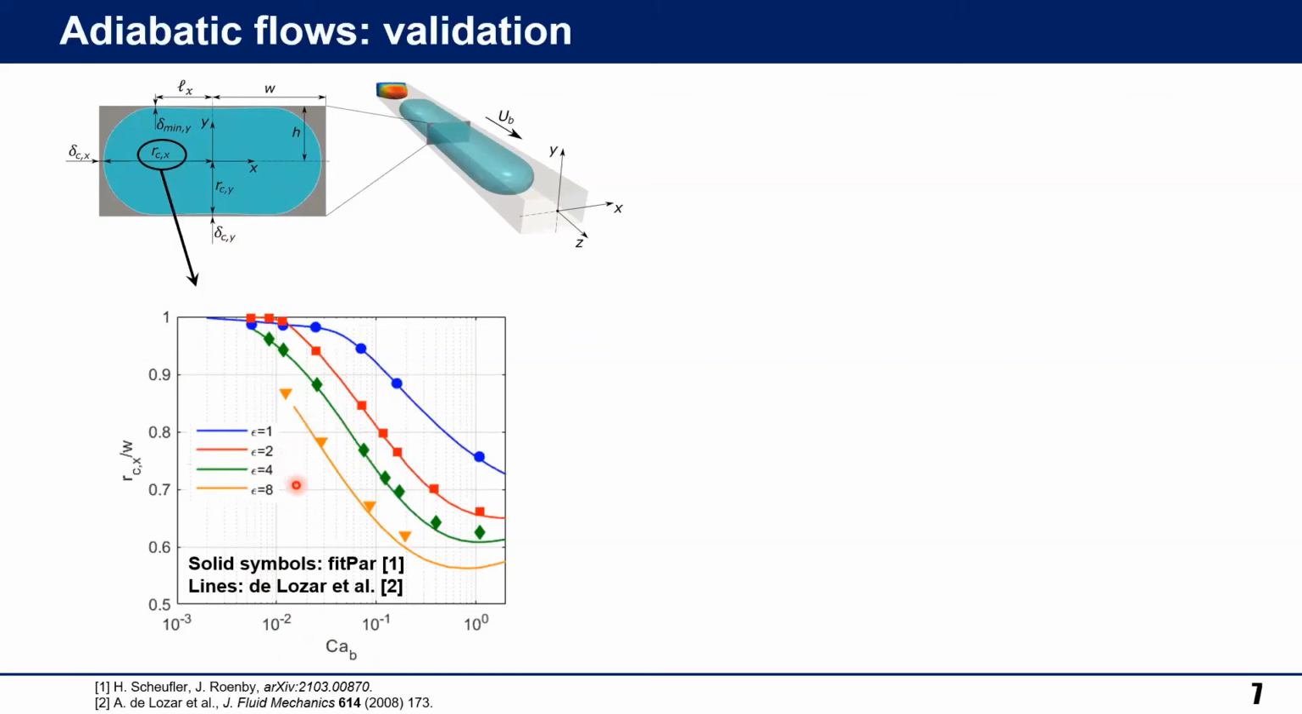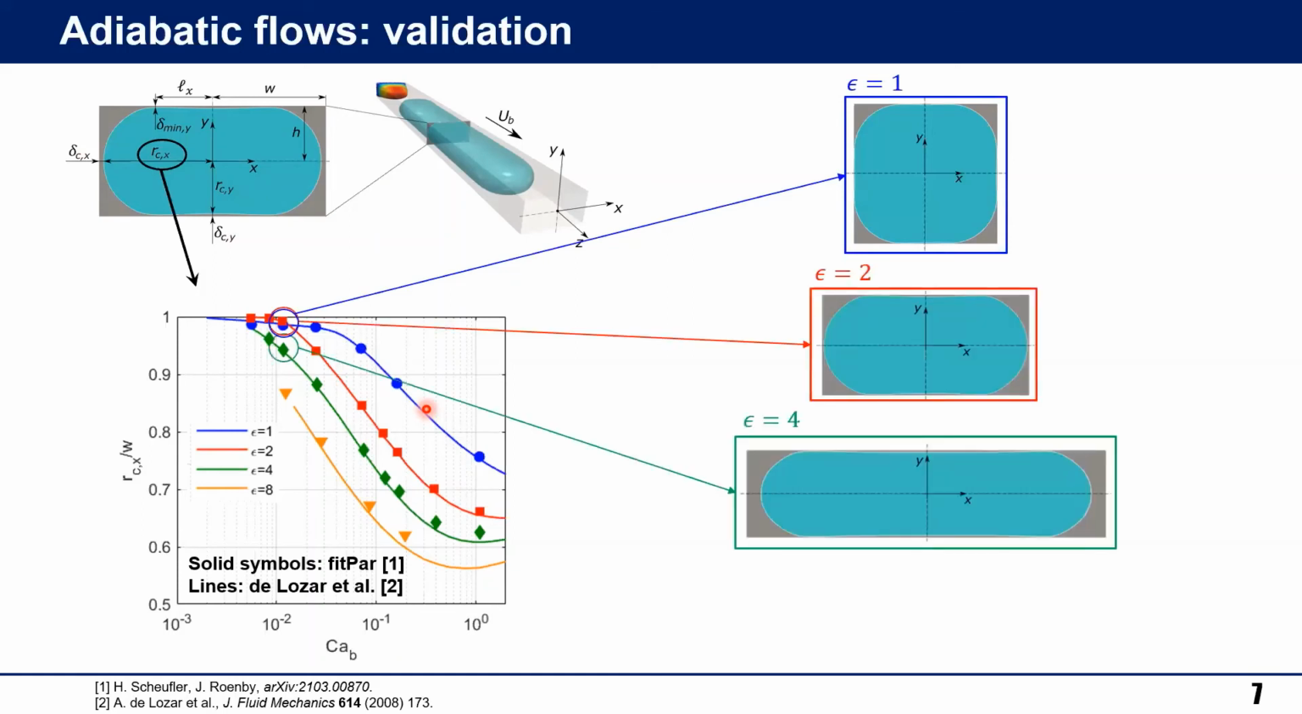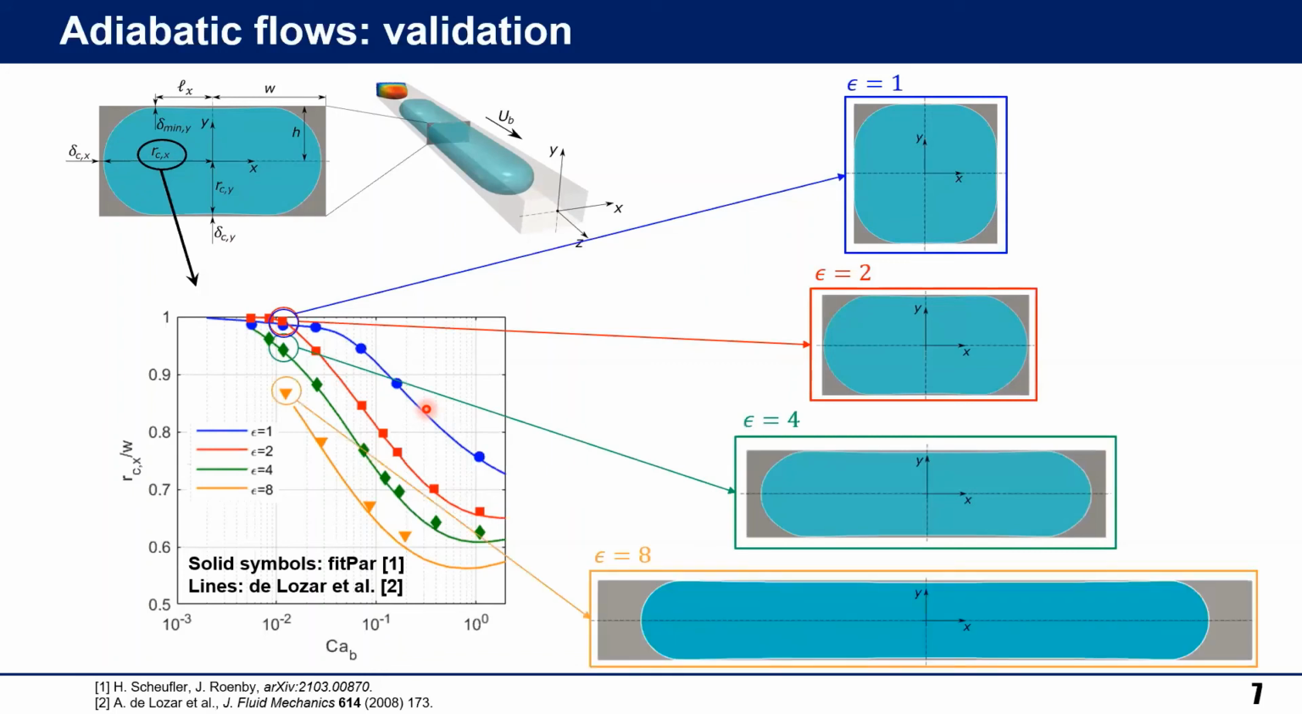We see that there is a very good match between the numerical simulations run with isoAdvector plus fit paraboloid and the benchmark case. We see that, very generally speaking, from aspect ratio 1 to aspect ratio 2, 4, and 8, the bubble width rescaled by the channel width is decreasing. I have much more results than this, but I don't want to focus on this part here. I prefer to move forward now to the boiling case.